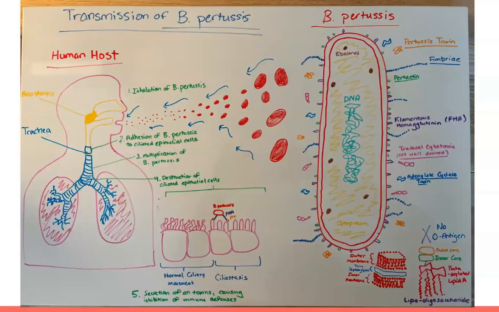This is a figure I drew that illustrates the transmission steps I just described of Bordetella pertussis, from inhalation to toxin production and immune system interference.